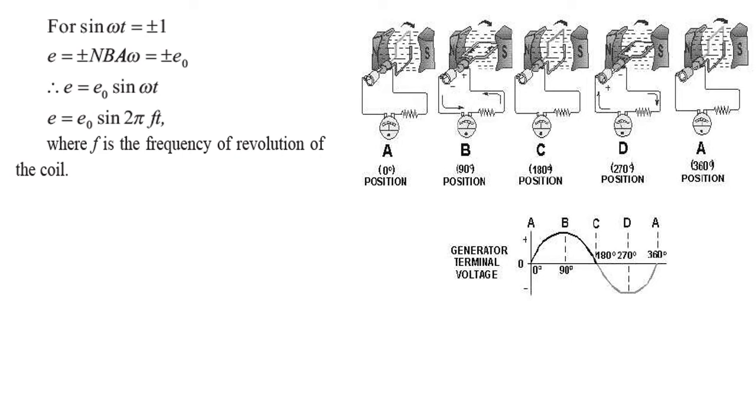If we substitute sin omega t equal to plus or minus 1 in the above equation, we get E equal to plus or minus NBA omega, which will give us the peak EMF E naught. So we can write down E is equal to E naught sin of omega t. Substituting omega as 2 pi f, we get E is equal to E naught sin 2 pi f t, where f is the frequency of revolution of the coil.